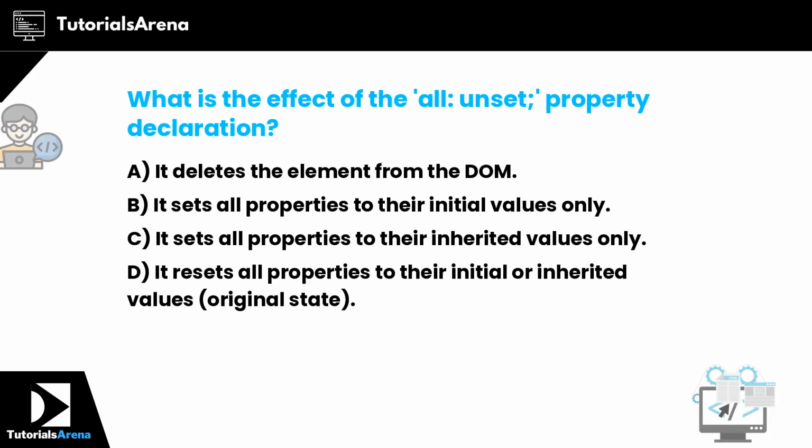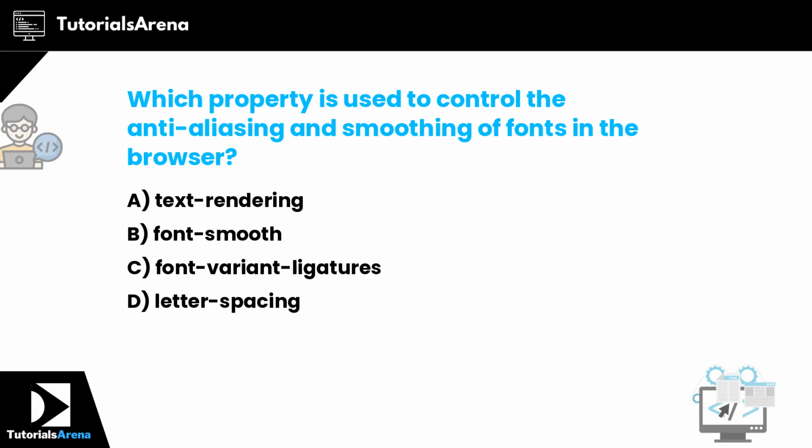What is the effect of the all: unset property declaration? The correct answer is option D. It resets all properties to their initial or inherited values, the original state. Which property is used to control the anti-aliasing and smoothing of fonts in the browser? The correct answer is option A, text-rendering.